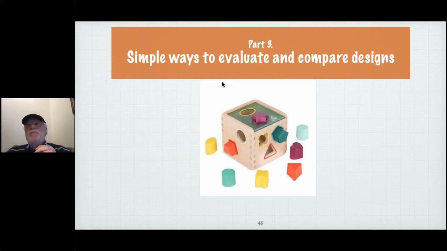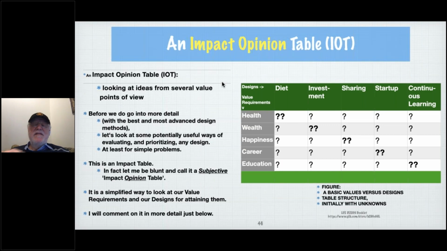Now, part 3, I'm going to put up something I really don't think is a very good way of doing things, but a lot of other people do. And so I'm going to put it up there and bash it a little bit, and then I'll show you something better. Okay, so simple ways to evaluate and compare designs.